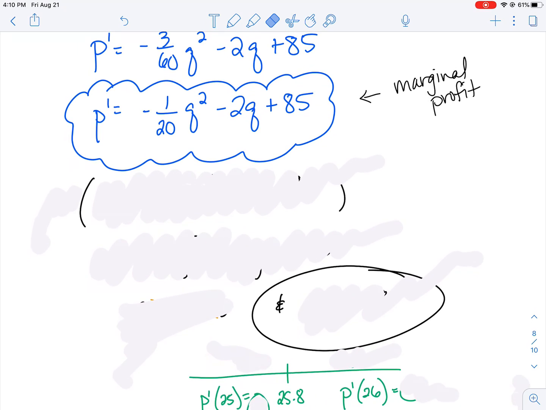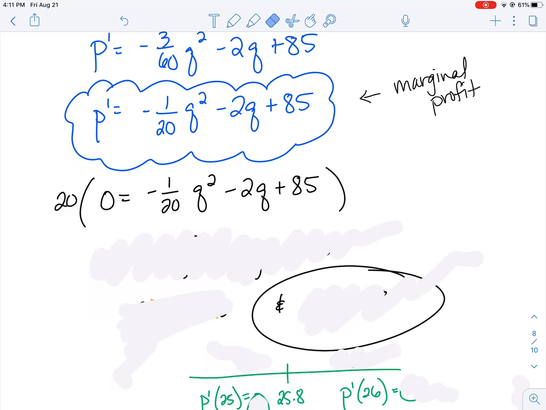What we want to do then is figure out where this derivative equals 0. So I'm going to set it equal to 0, and then I need to solve this. You may notice that it's a quadratic equation. I have my variable squared here, but if you look at the coefficients, one of them is a fraction. If you don't want to work with fractions, we can clear fractions by multiplying every single term by the common denominator, which in this case would be 20.